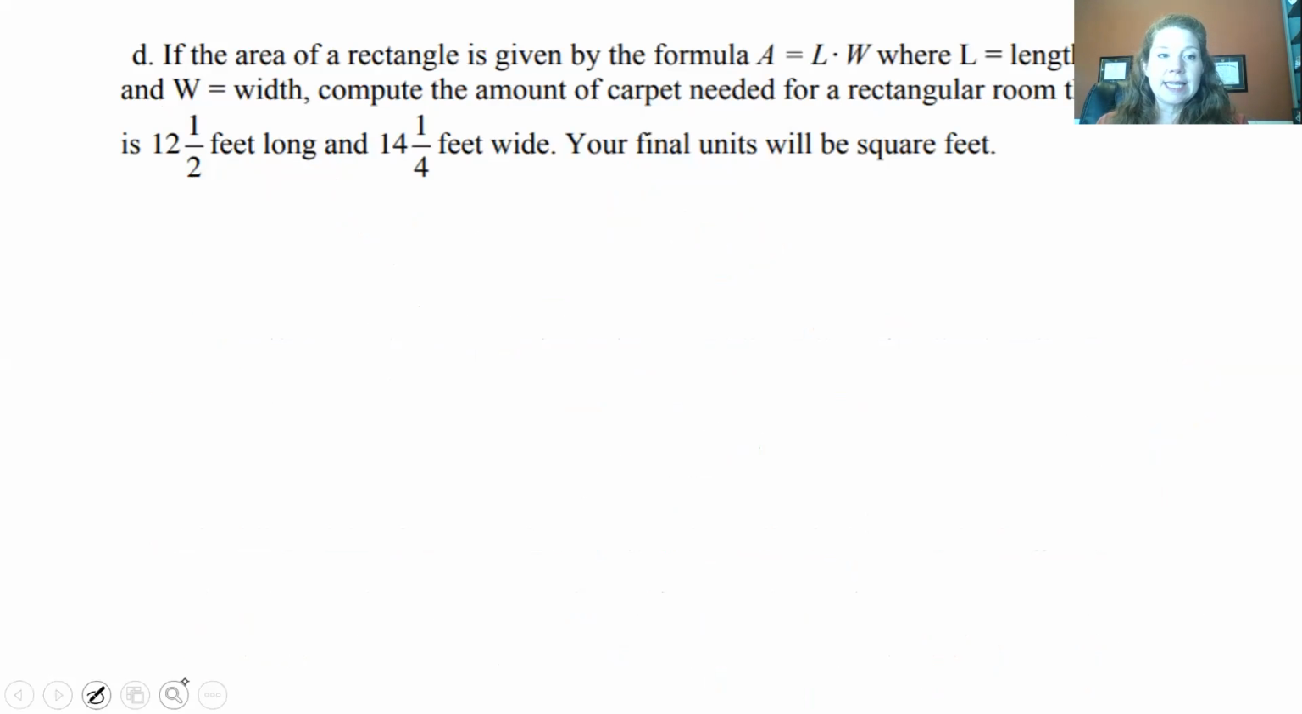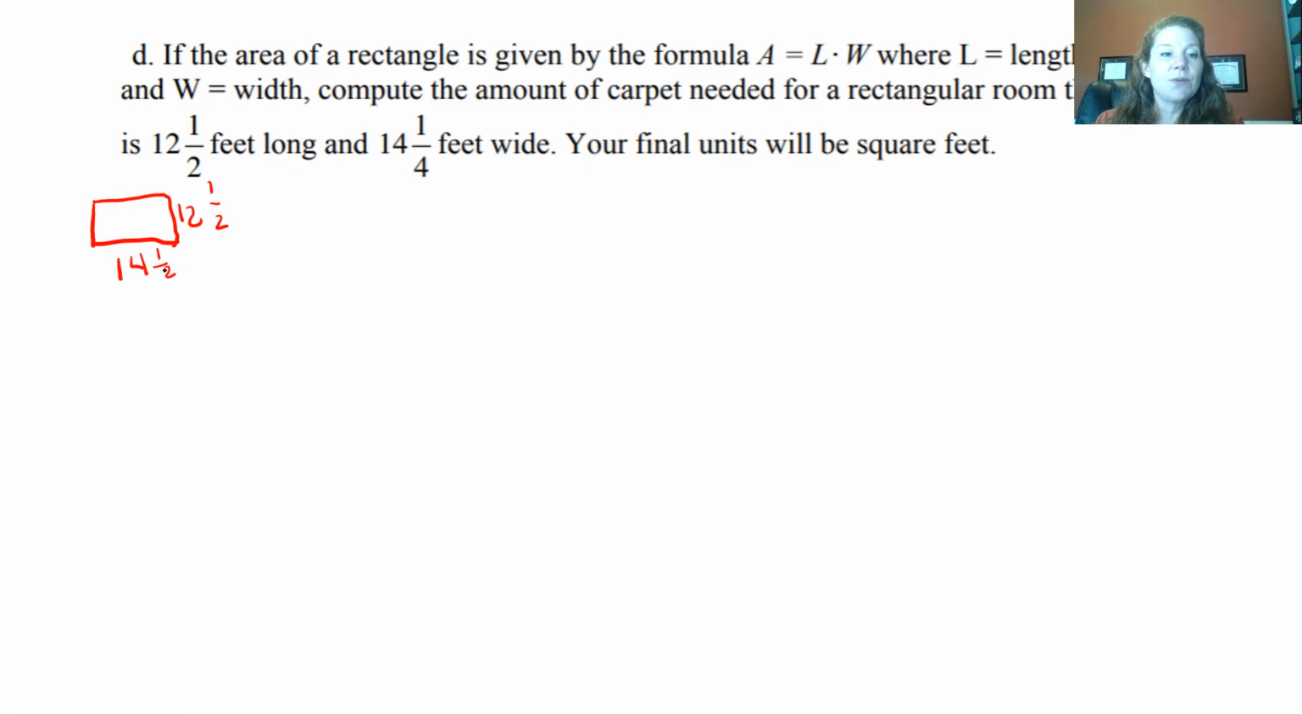All right, letter D. If the area of a rectangle is given by the formula area equals length times width, where L represents length and W represents width, compute the amount of carpet needed for a rectangular room that's 12.5 feet long and 14.25 feet wide. Your final units will be in feet squared. So we have a rectangular room. The length is 14.5. The width is 12.5.